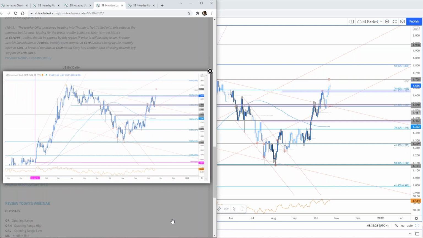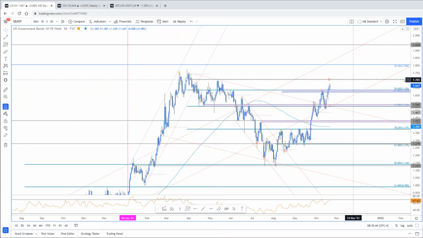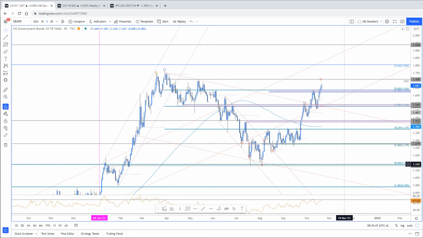Major resistance at 162, 163, a 1618 extension off the low, 786 retracement off the high. A couple of days ago, we ran into it, pulled back. Here's the break. And yesterday we closed above. What does that mean? For all intents and purposes, that's a near-term breakout in yields.